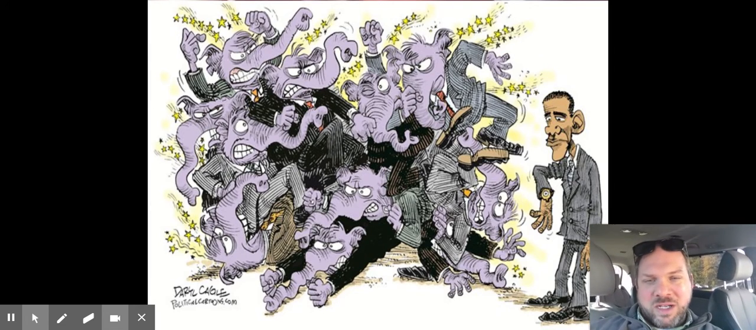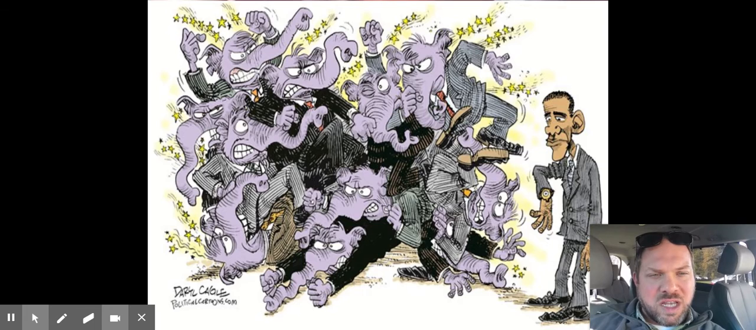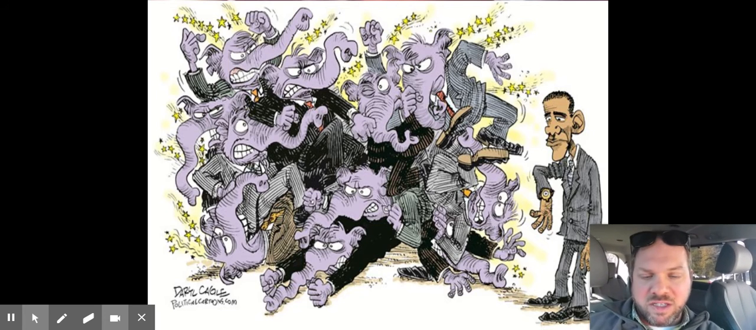This is a great one because you have a bunch of elephants beating the crap out of each other, and Barack Obama's staring at his watch. So this is saying Barack Obama's like, Republicans, get your act together so we can get some work done, but they're all fighting each other, and they're making fun of the Republican Congress in this one.